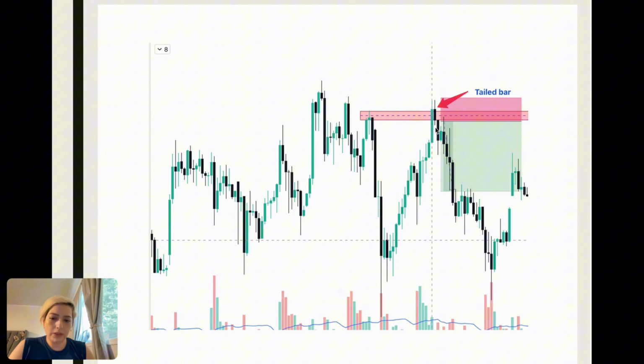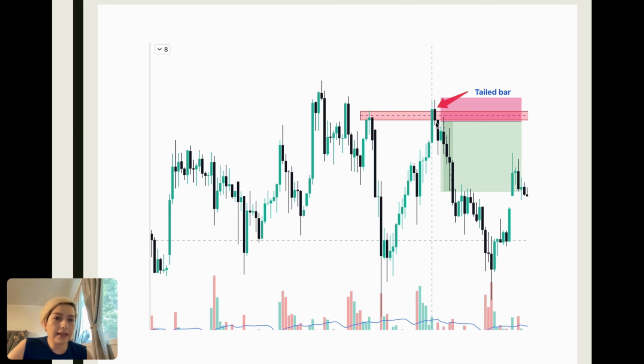The wick shows where price was strongly rejected. In this case, sellers step in and push price down from higher levels. If the candle closes inside or below the supply zone, it signals that the zone is being respected by smart money. The longer upper wick also tells us that buying pressure has been absorbed and price may move lower.